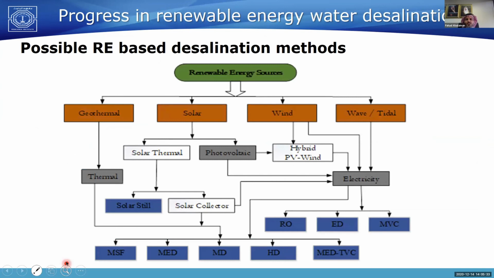Now, if you just think about renewable energy as a source to get this desalinated water, we could have geothermal. When you think about geothermal, you have to think only thermal-based desalination plants like MSF, MED, MD, HD, or MED, TVC. And when you think about solar energy, you will have two options: either thermal-based, again, the same technology here, or electricity-based or PV system, where you will produce electricity, then you can run RO or ED or MVC. Wind energy, as you know, can produce electricity, or wave and tidal can produce electricity.